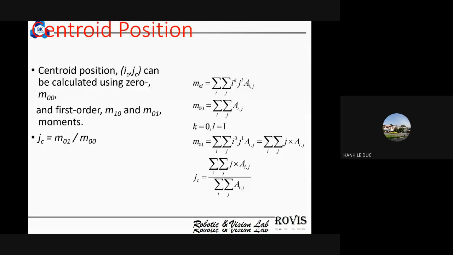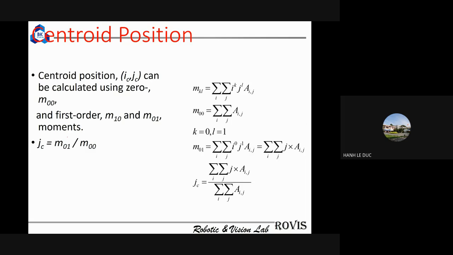So let's do it first. Let's remember the equation. J will be equal to M01 divided by M00. So our task is to calculate M00 and M01. For M01, that means we replace P and Q here: P equal to 0 and Q equal to 1. So after we replace the numbers, we will have M01 here, and then this one is here.